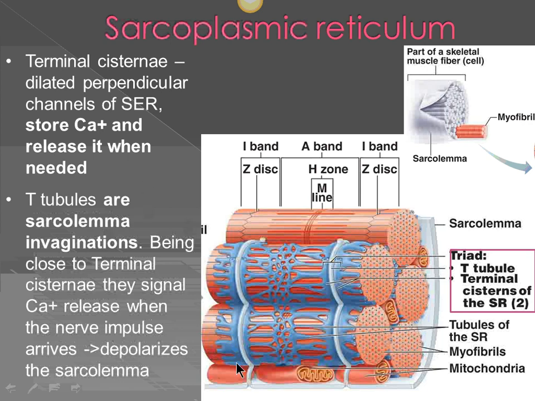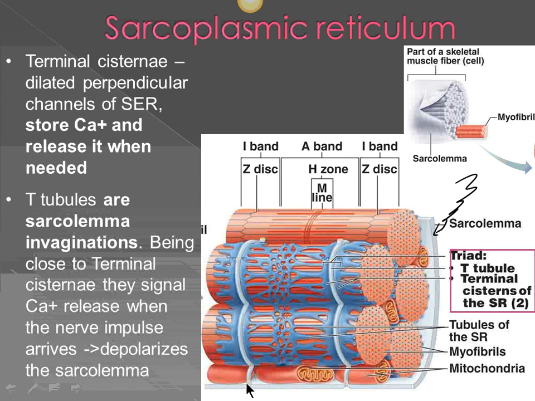And where is it present? Notice it is present right in between the terminal cisternae of one side and the other. Can you see that? So it's present very close to the terminal cisternae. And it is important because, as I just said, we will see that the sarcolemma gets stimulated by a nerve impulse, and then it does its job of making the actin and myosin attach to each other.